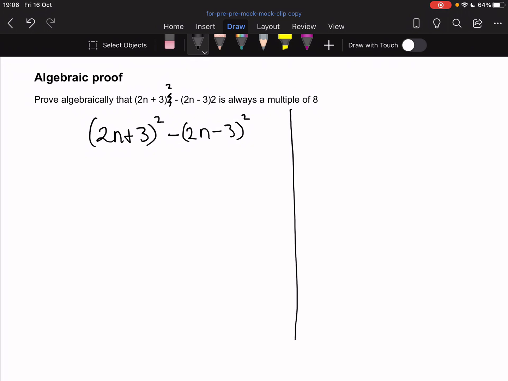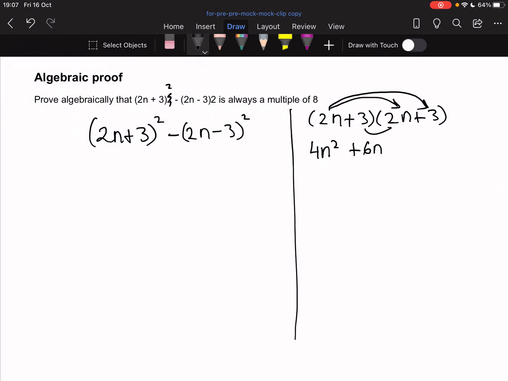And I like to do that to the side. I know squaring something means multiplying it by itself, so that's what I'm doing to the first bracket. Expand as normal: 2n times 2n is 4n squared, 2n times 3 is 6n, 3 times 2n is 6n, 3 times 3 is 9. I'm not really bothered about the signs because they're pluses. Collect like terms in the middle, and I've got 4n squared plus 12n plus 9. And that's bracket 1.